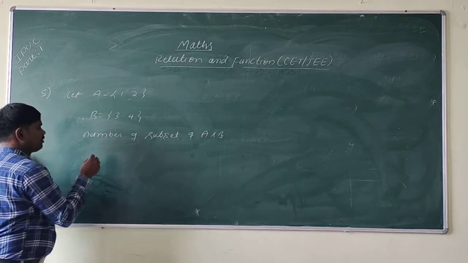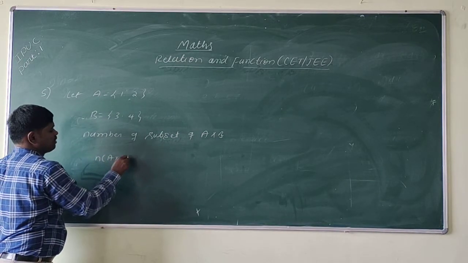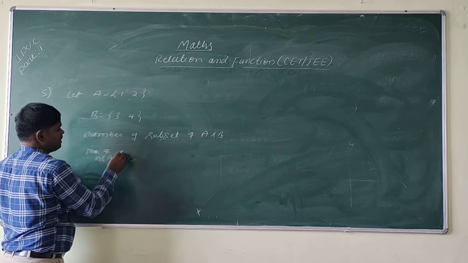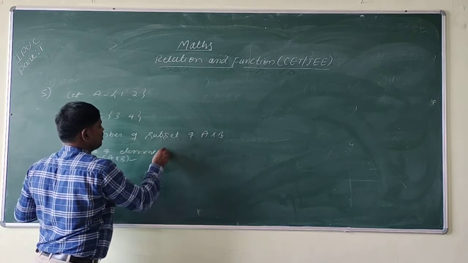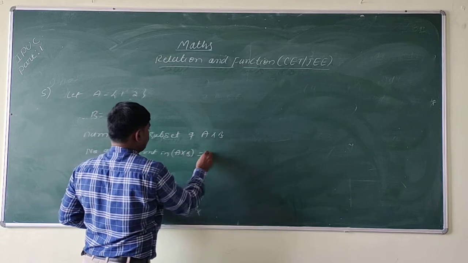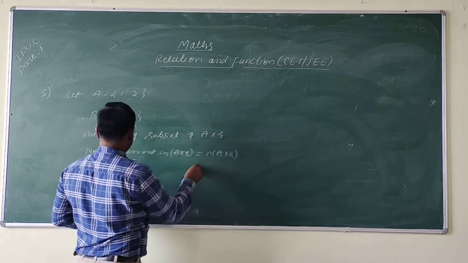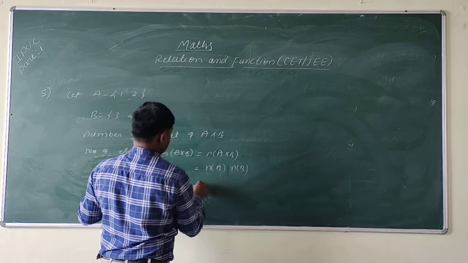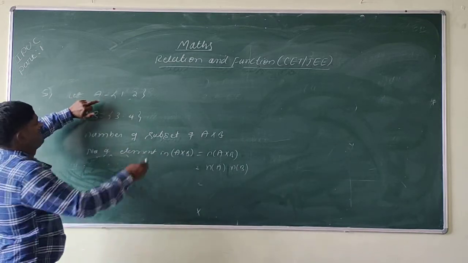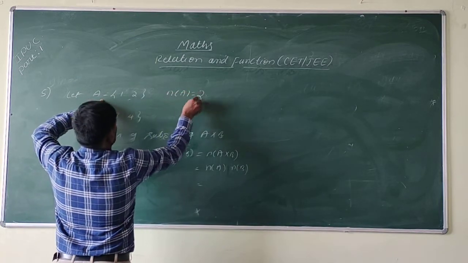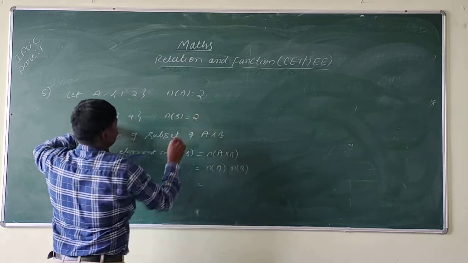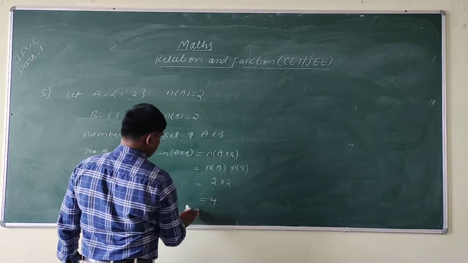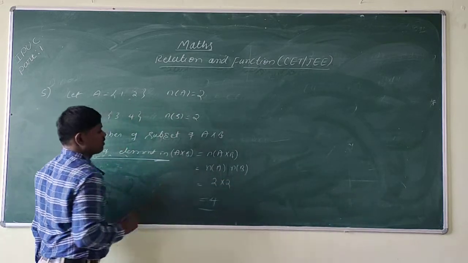Okay, so the number of elements in A cross B is what? The number of elements in A cross B, which is n of A cross B, is nothing but n of A into n of B, the number of elements in set A times the number of elements in set B. Here n of A is 2 and n of B is also 2. So 2 into 2 is equal to 4. So this gives the number of elements in A cross B.